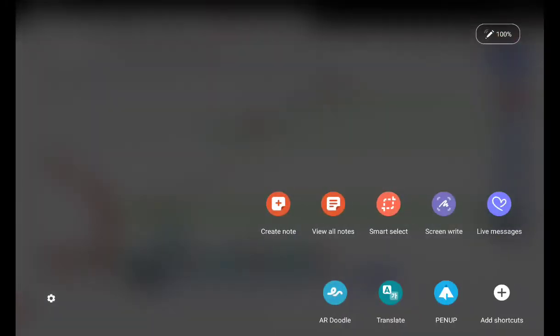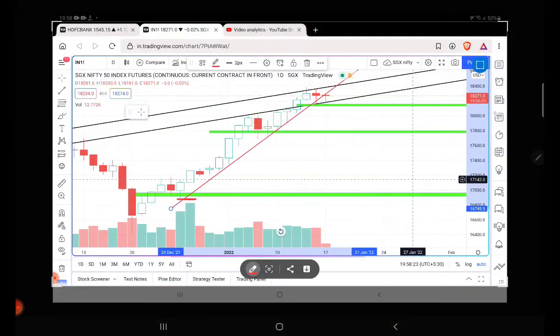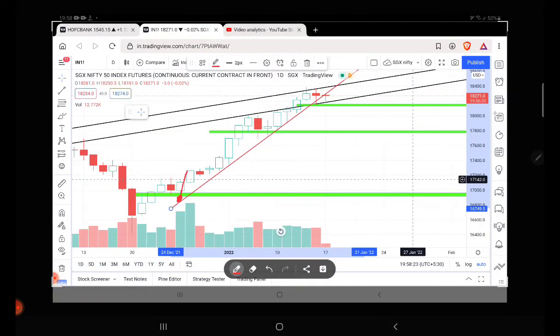You can clearly see that we took a support, made a swing high, again consolidated for one day, and again made a swing high, again took a support here, again made a new high, again took a support, again made a new high, again took a support. But you can see Friday's candle is below this, means it has closed below this support trend line, which was a very bad sign in SGX Nifty.